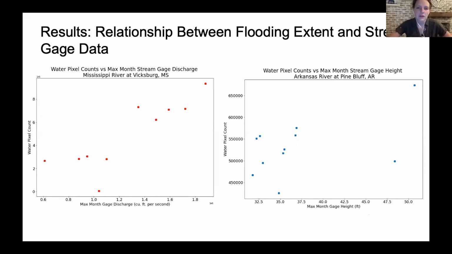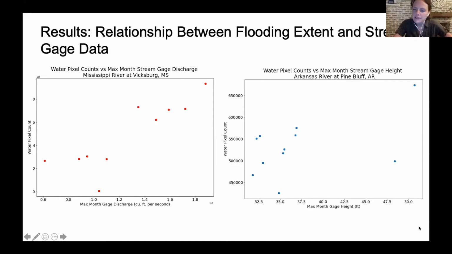And here are the results that we ultimately got. What these plots show is water pixel count on the y-axis that represents the flooding extent or the amount of land surface that was covered by flooding water. And on the x-axis, we have our stream gauge data. So on the left-hand side, that is for the Mississippi River at Vicksburg. Here, we decided to use gauge discharge data because that's actually the only data that was available for that particular site. That's measured in cubic feet per second.